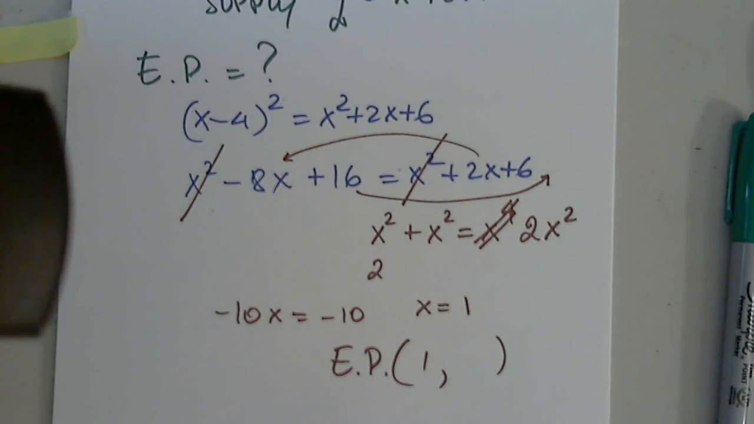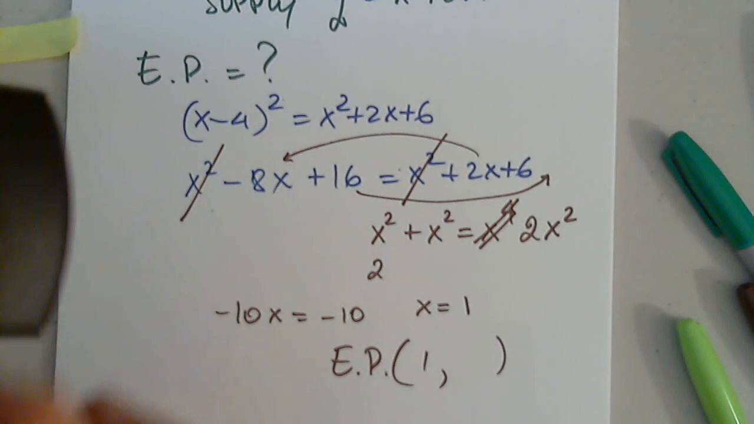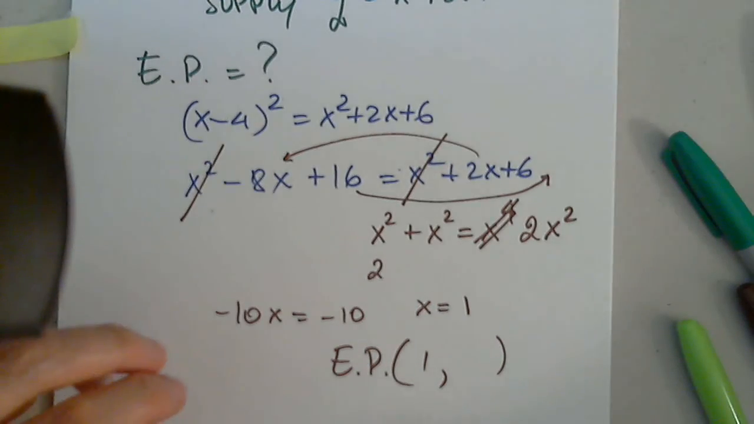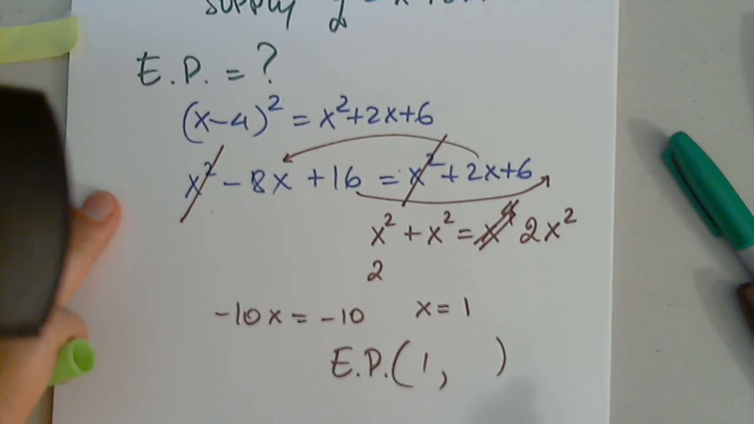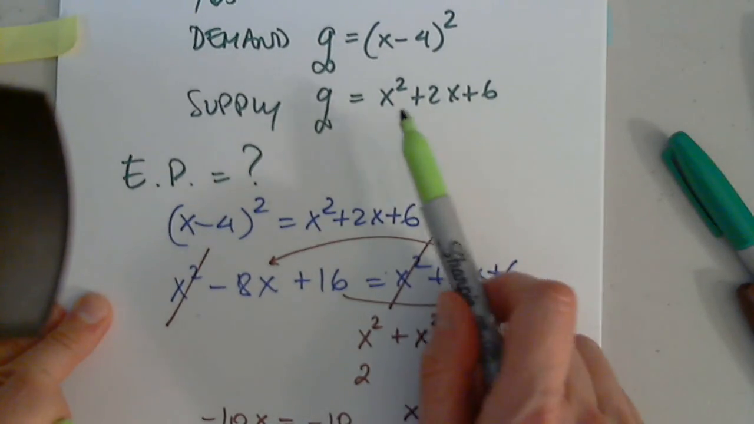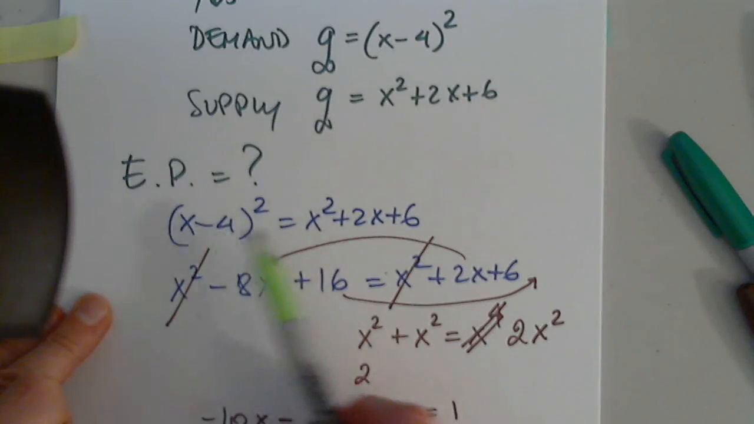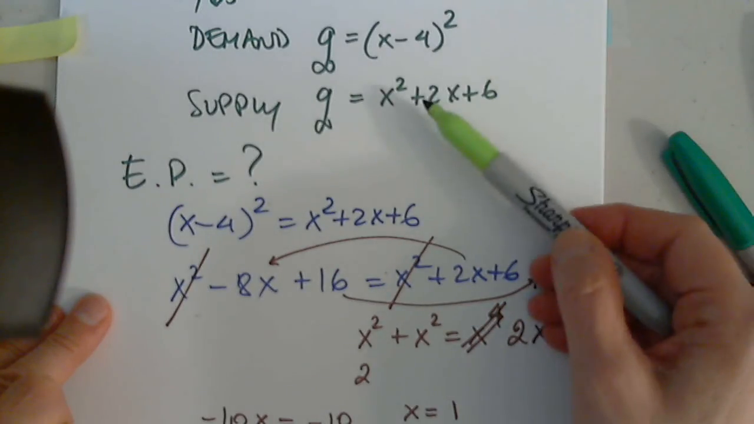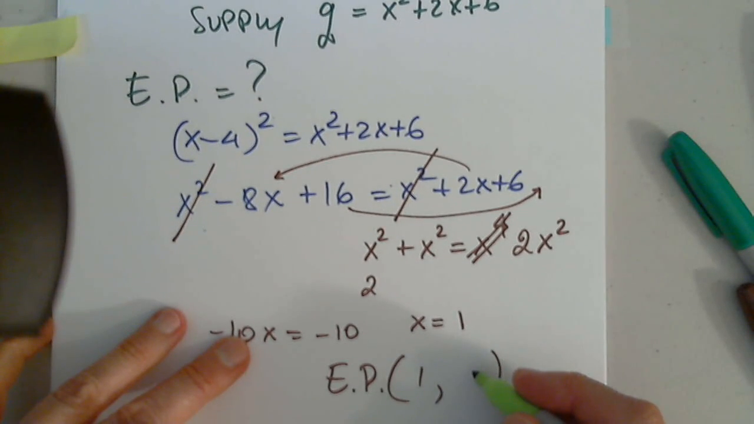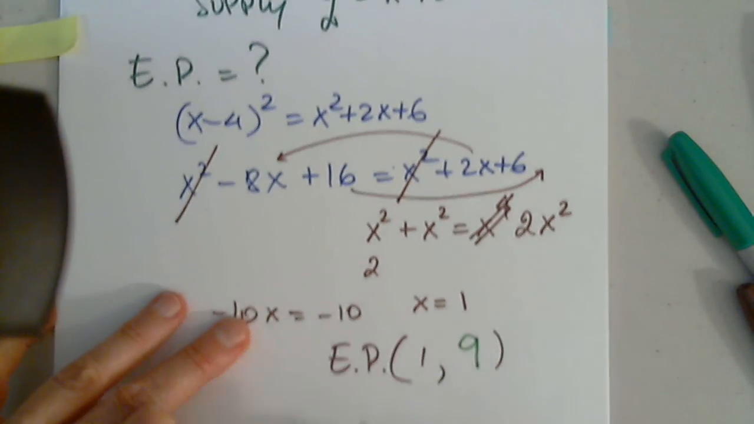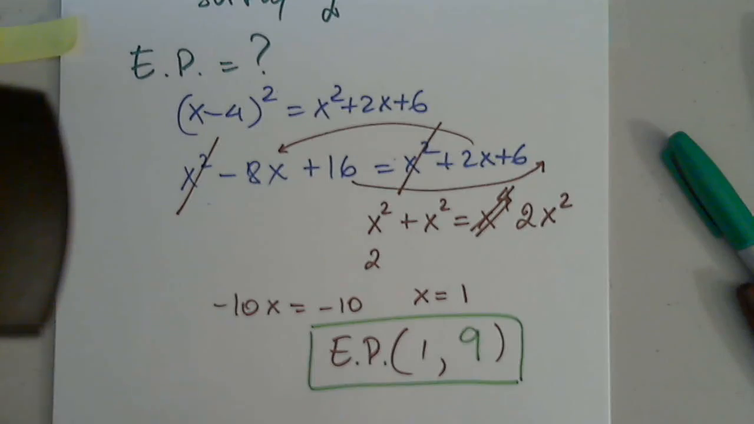How do I determine the y coordinate of the equilibrium point? Okay, so how do I do that? How do I get the y coordinate? One, they have to be the same. I just started with them being the same. It doesn't matter where I go back to. So if I go back here, what do I get for the y? 9. Very good. This is the equilibrium point for the given demand and supply functions. Great job.